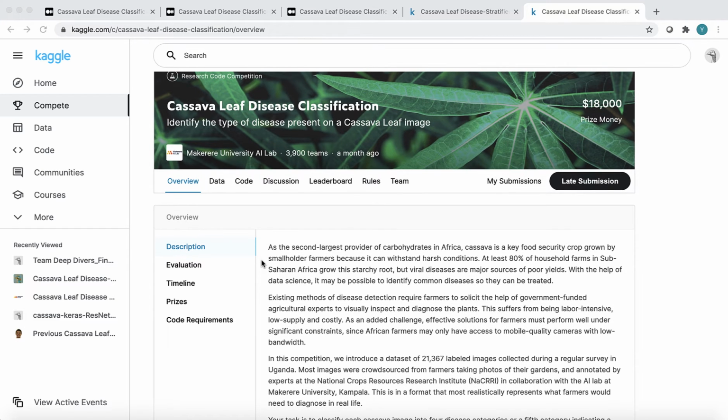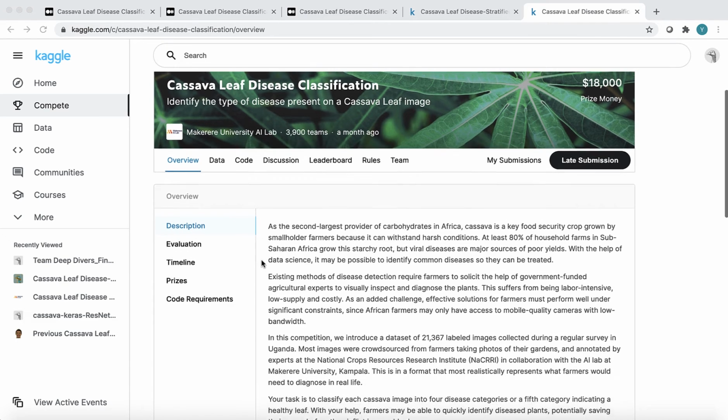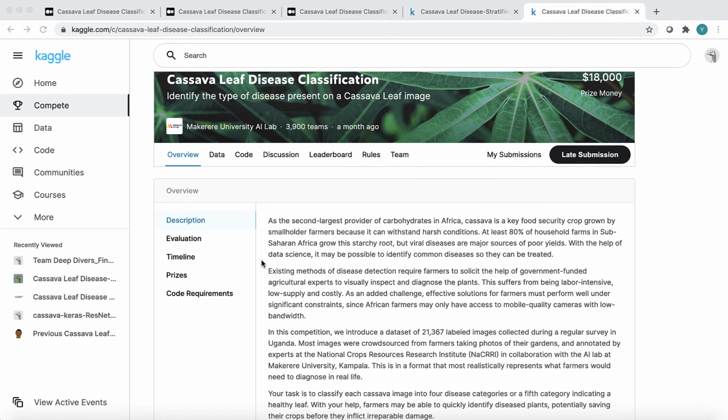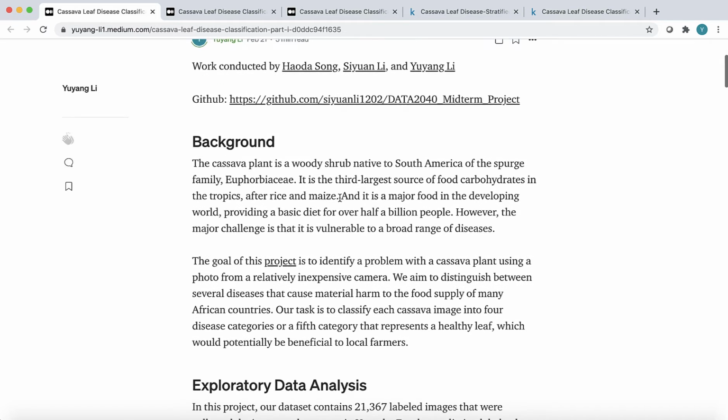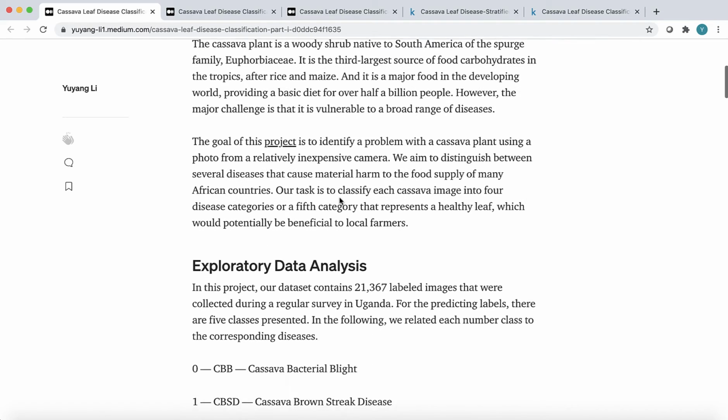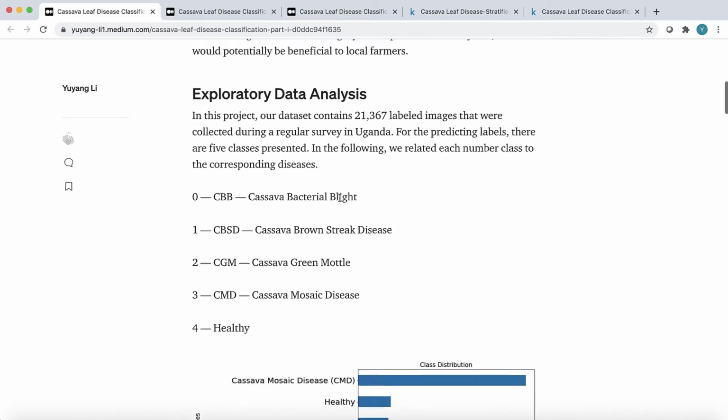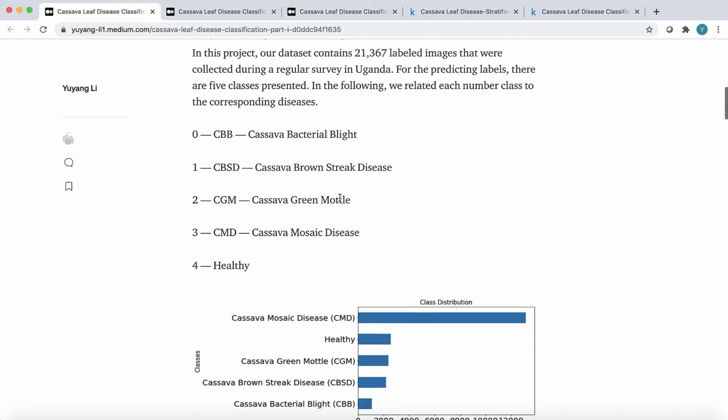So this project is the public cassava leaf disease classification competition on Kaggle. Our goal is to classify each cassava leaf image into 4 disease categories or a 5th category that represents a healthy leaf, which would potentially be beneficial to local farmers. So this is our first blog post. In this stage, we mainly focused on data exploration and the baseline model.